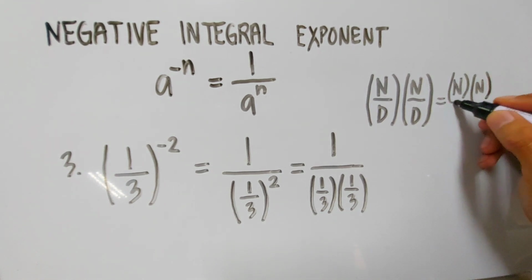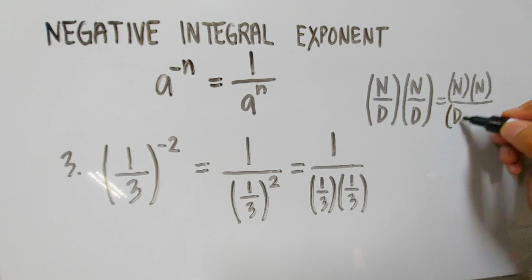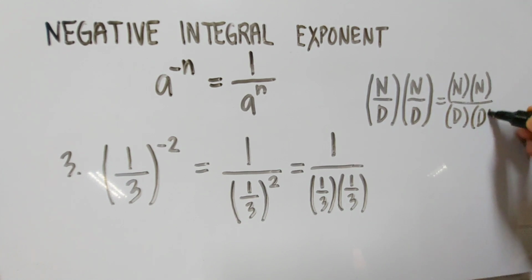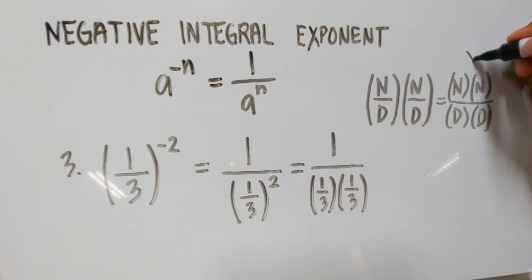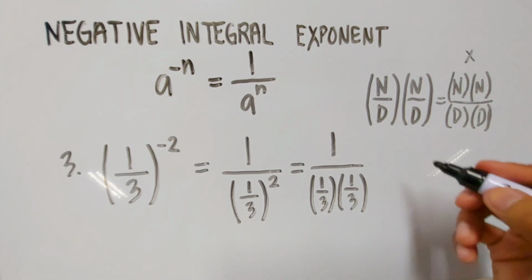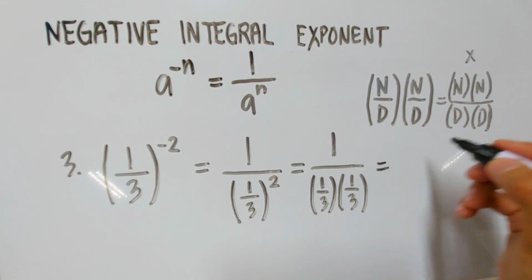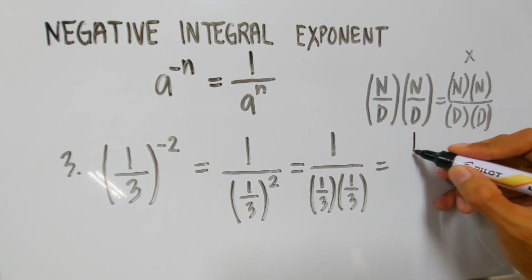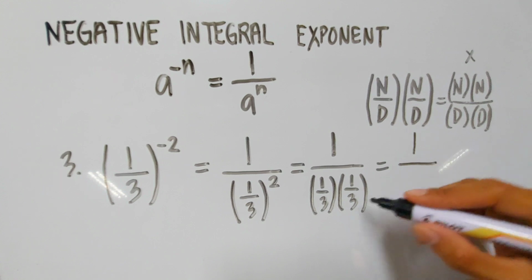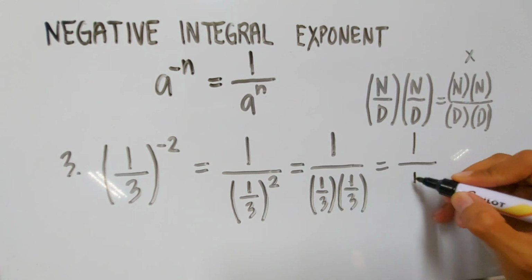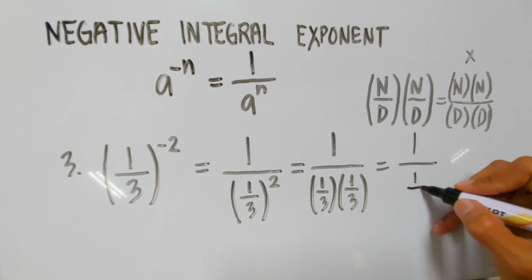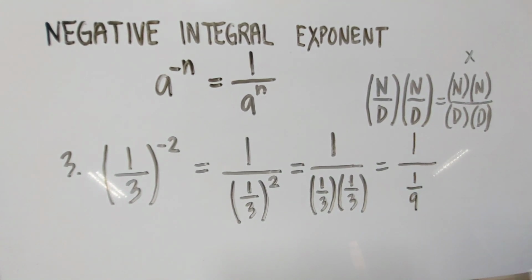Pag multiply mo yung numerator at numerator, yung nasa taas. And then, yung denominator times the denominator or yung nasa baba. Pag multiply mo lang, kasipnatics. So, ayan. Just copy 1. Copy lang natin yung 1 na numerator over 1 times 1. That is 1. Then 3 times 3. That is 9.